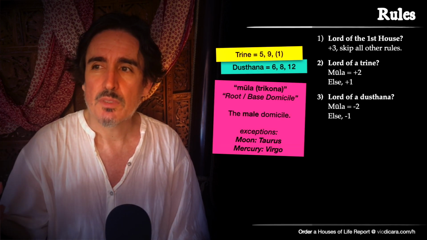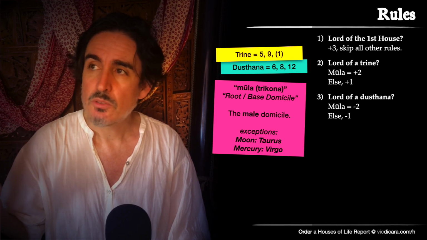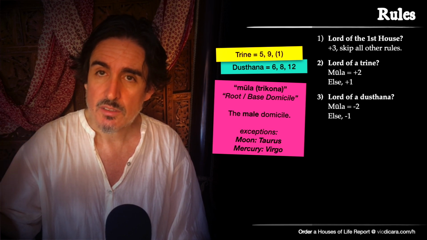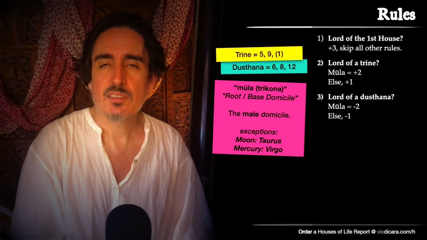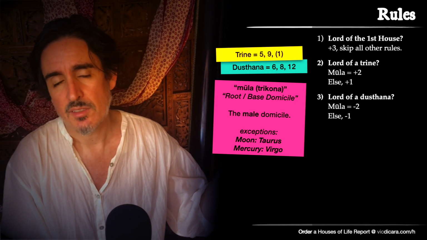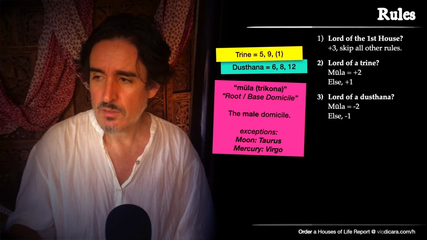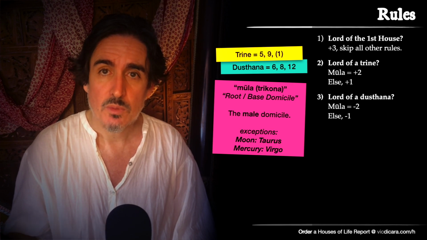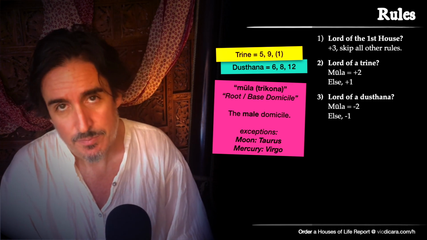So the third rule: is this planet the lord of a dusthana? Now, dusthana means 6, 8, and 12. Those three houses. So really, 5, 9, and 1 are good houses to own, and 6, 8, and 12 are bad houses to own. If it's the lord of a dusthana, the scoring is exactly the same as if it's the lord of a trine, except they're negative numbers. So if it's a regular lord of a dusthana, it's -1, or if the mula trikona sign is the dusthana, then it's -2.